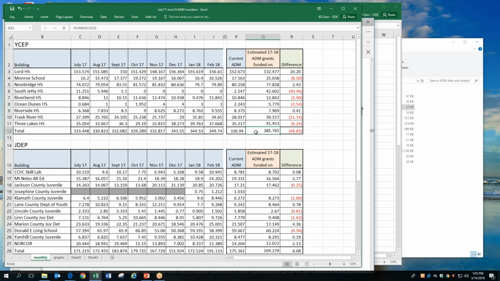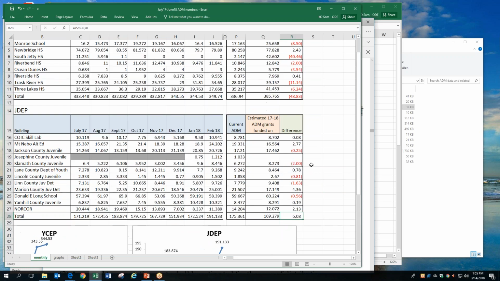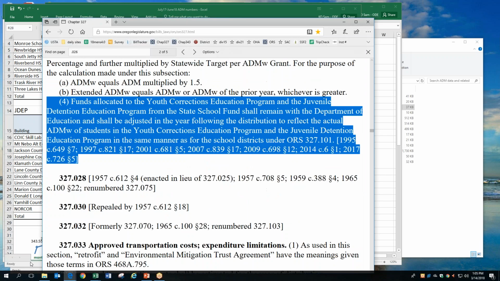So for instance, this year for YCEP, we said it's at 385, but the actual ADM is coming in at 336. So it looks like next school year we may have to give back 48 ADM. For JDEP, it looks like we're probably going to look ahead. So I just wanted everyone to be reminded of this statute, where after the school year ends, the following May, we have to reconcile for the actual ADM amount that came in.